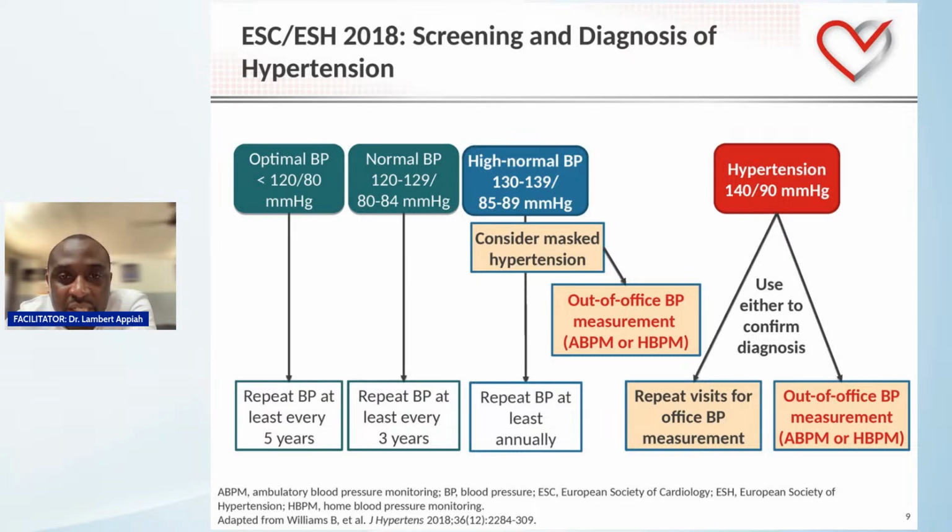So there's a role for this out of office blood pressure, particularly for those with high normal blood pressure. Of course, if you check the blood pressure and it's 140/90 or above, then it's still important to confirm this blood pressure. So either you ask this patient to come to a clinic a couple of times within the week to get it checked, or once again, you can use the out of office BP measurement to see if indeed this patient has sustained hypertension.